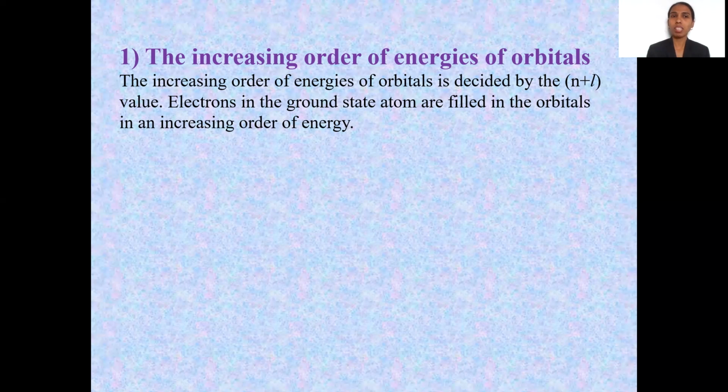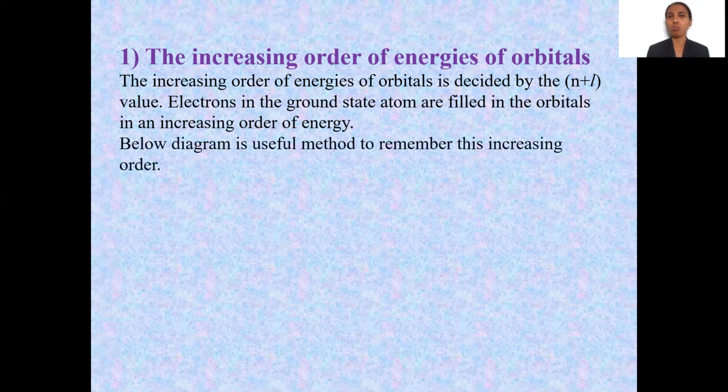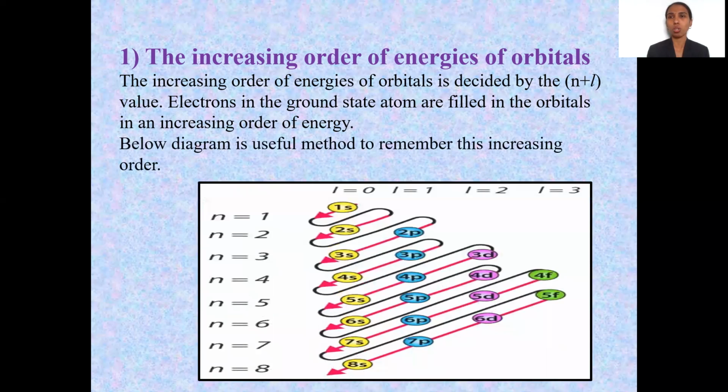सो N+L रूल नुसार काय होणार आहे तर आपण increasing order of energy ऑर्बिटलची ऑर्डर लिहितो आणि त्या ऑर्डर नुसार इलेक्ट्रॉन्स काय होणार आहेत, त्या respective ऑर्बिटल्स मध्ये फील होणार. Below diagram is a useful method to remember this increasing order. ओके, तुम्ही प्रत्येक वेळेला N+L रूल वापरण्यापेक्षा ही डायग्राम तुम्ही लक्षात ठेवू शकता, रिमेंबर करू शकता.